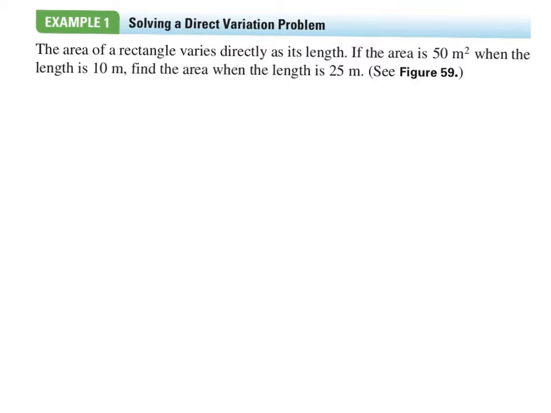Now, for this example, it says the area of a rectangle varies directly as its length. If the area is 50 square meters when the length is 10 meters, find the area when the length is 25 meters. So we know the general equation, the area varies directly with its length. That would be k times the length, because one variable is equal to the constant of variation k times the length L.